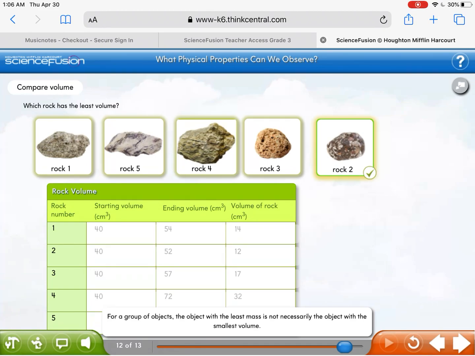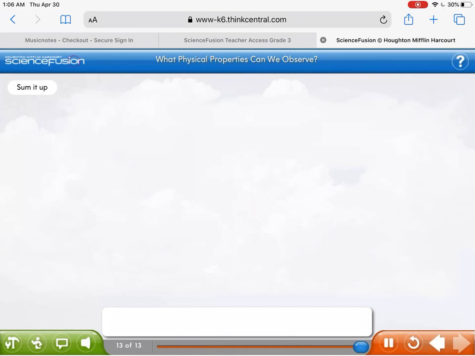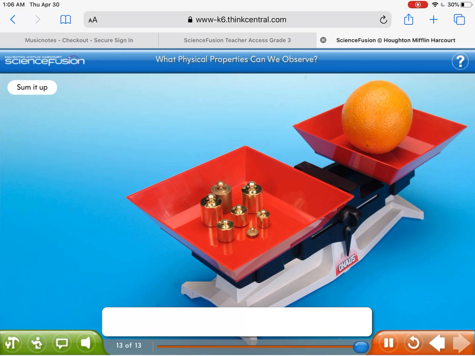So we were right with our prediction of no, because rock 2 is heavier than rock 3. But rock 3 has a greater volume than rock 2.